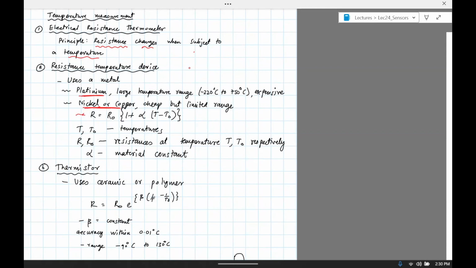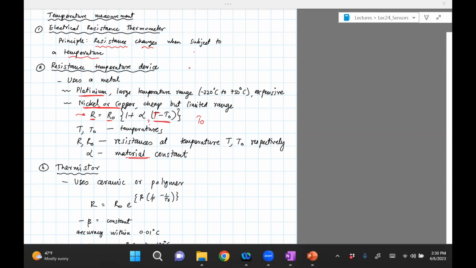There is an expression which tells you how the resistance will change as the temperature is changed. So T0 is the ambient temperature, T is the given temperature which needs to be measured, and R is the resistance as a function of temperature. Here alpha is a material constant. So in normal conditions, T0 is the temperature, and when you put T equals T0, you'll see that R is R0.